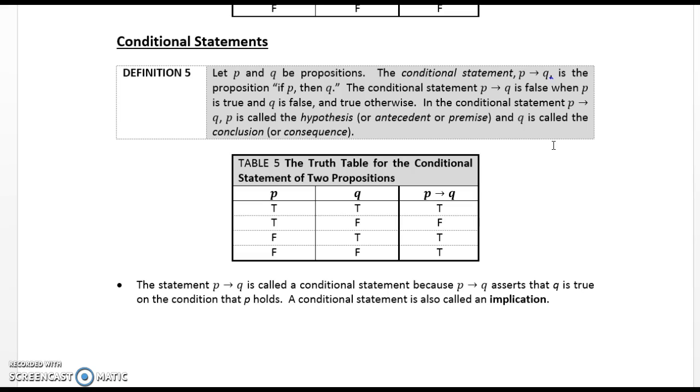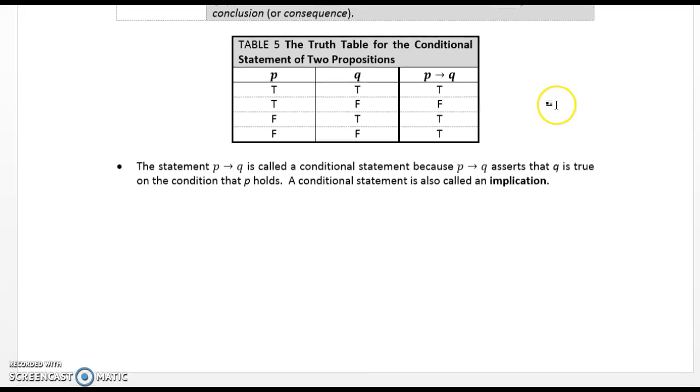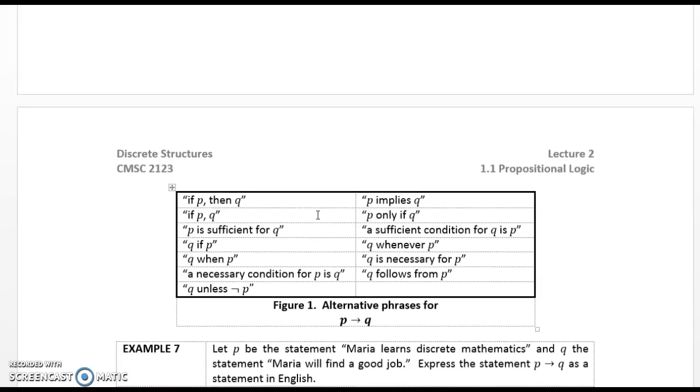When P is false, P implies Q is always true. When P is true, then P implies Q has the same value as Q. The statement P implies Q is called the conditional statement because P implies Q asserts that Q is true on the condition that P holds. A conditional statement is also called an implication.